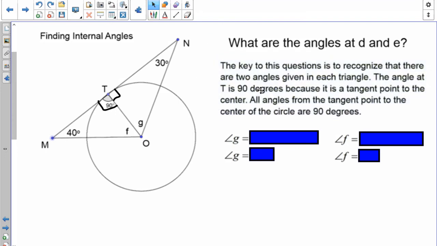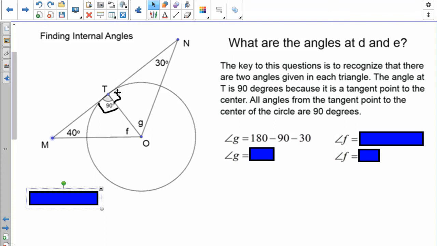Here's the key. The key to this question is to recognize that there are two angles given in this triangle. If you are not given this, you have to recognize that the angle at T on this side is 90 degrees, because otherwise you're given a 30 and a G and you don't know how to solve it. So this tangent point right here is 90. Of course, on this side it may be easier for you because you see 90, but this is what you have to do: recognize that that's 90. Once you know that, to find angle G you just take 180 degrees, because that's the internal angles of a triangle added up, take away 90, take away 30, and that gives you 60 degrees.